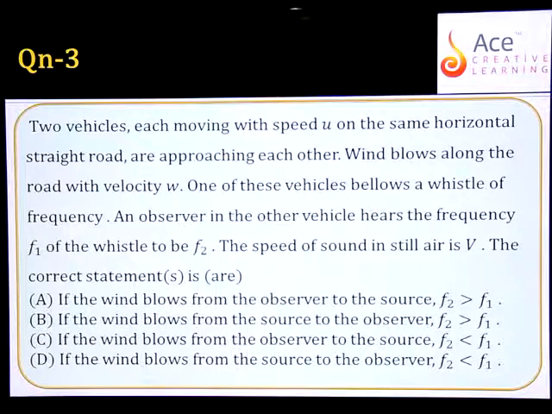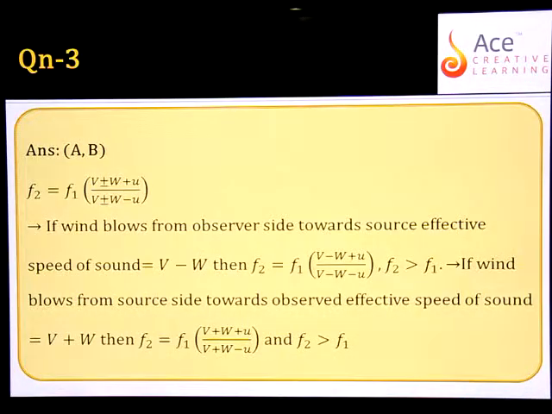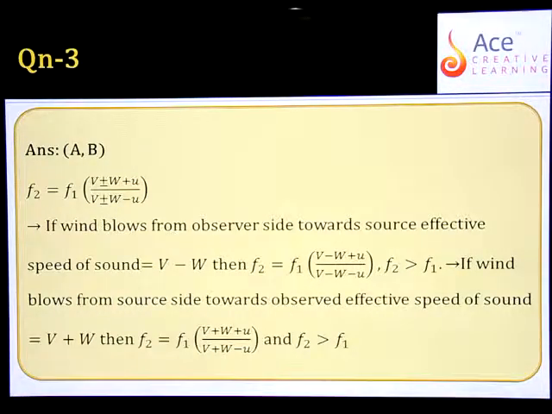Question number 3 is from Doppler effect. The correct options are A and B. We have the general expression for the apparent frequency in terms of the original frequency F1. In the first case, the wind blows from observer towards the source.